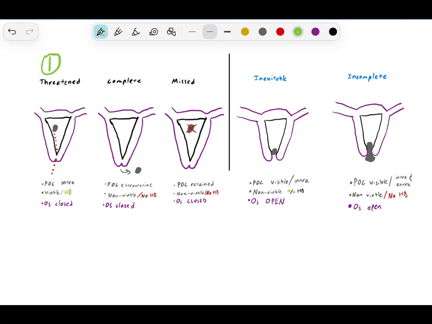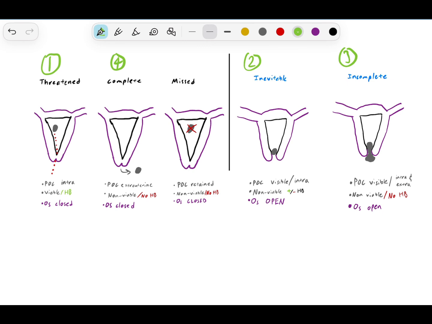So again, step one would be threatened. Step two would be inevitable, right? Because now your os is open. The products of conception have started to migrate towards the cervical os. Once they start passing, 3 would be incomplete. And finally, the last stage would be 4, which would be complete.